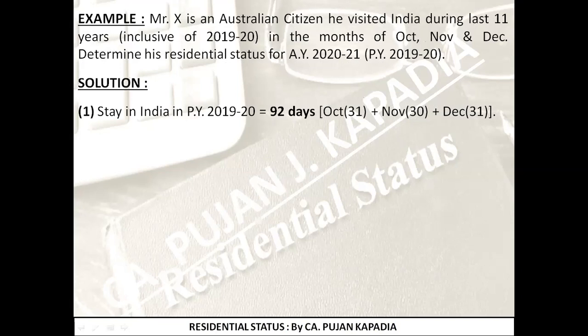So my current year is 1920, for which I am required to calculate the residential status. Let us check for how many days he was in India in the year 1920. He was there in October, so 31 days, November 30 days, December 31 days, total of which is coming to 92 days. Our condition says that he should be in India for 182 days or more. So whether my first condition is fulfilled, answer is no, it is not fulfilled.